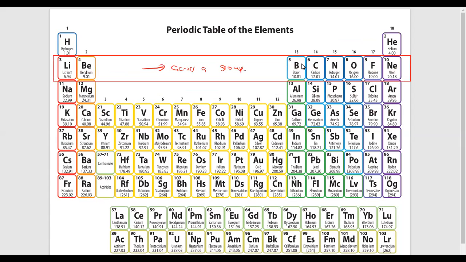And we also have columns. So this is going down a group. Remember, a group is basically a column. Is it across the period? Yes, I should fix that. It is across a period, which is a row, and down a group, which is a column.